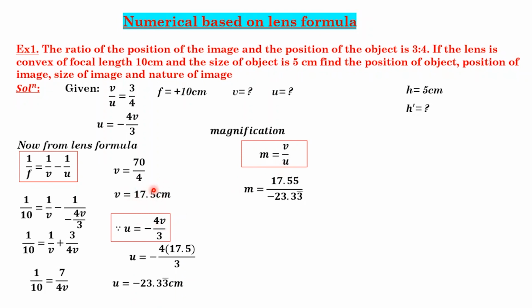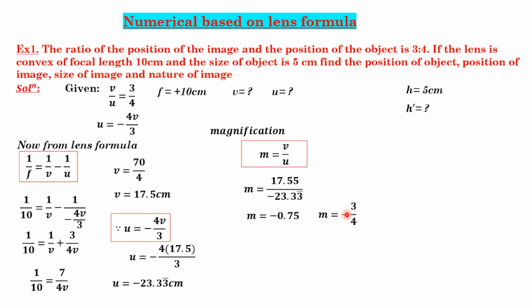Put these values here. We will get the magnification is minus 0.75. And we also know that v upon u is also magnification. This is 3:4. But we didn't know the sign of the magnification, but by doing this math we get the sign of this is minus 3 by 4.